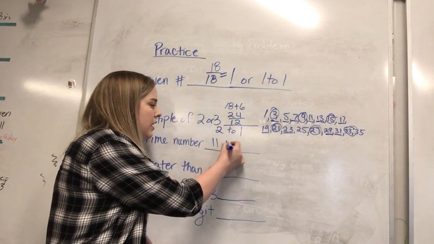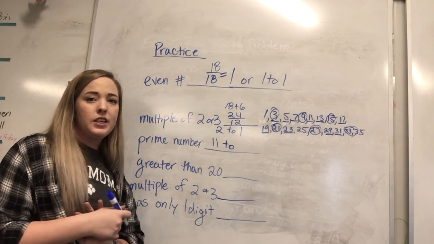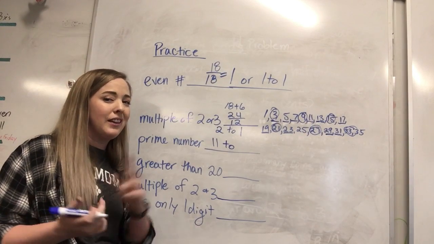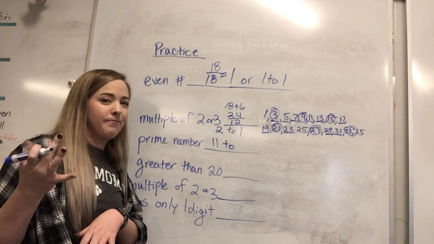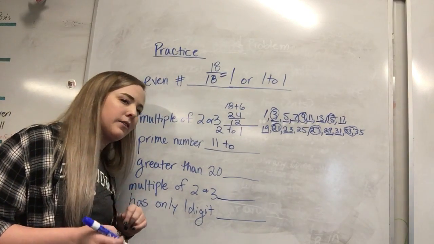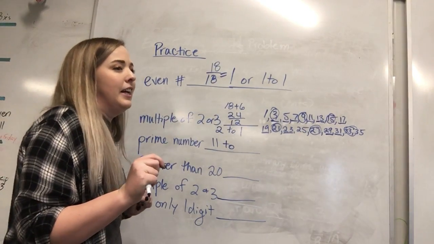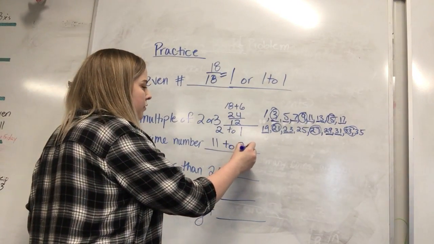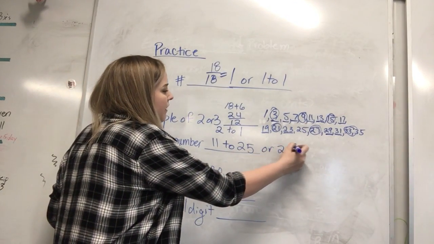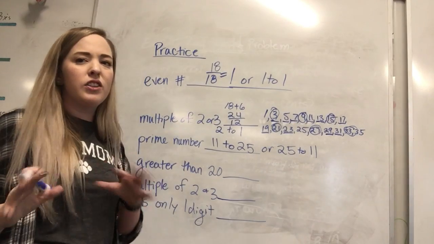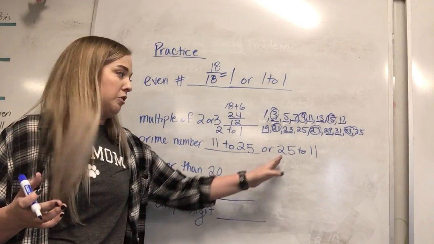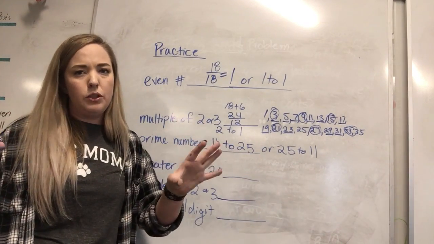So we have 11, and how many numbers are left? How many numbers are not prime? You're going to find the difference between 11 and 36. I'm going to give you 2 seconds to try to figure it out. What you're going to find is the difference is 25. So you can either write 11 to 25 or 25 to 11. They're kind of interchangeable. It just depends on what your focus is. So it's fine if you don't get it in this order. As long as you've got 11 and 25, you're right.